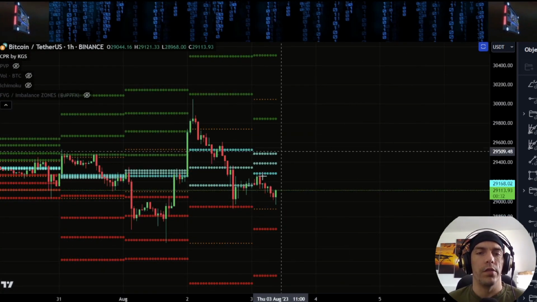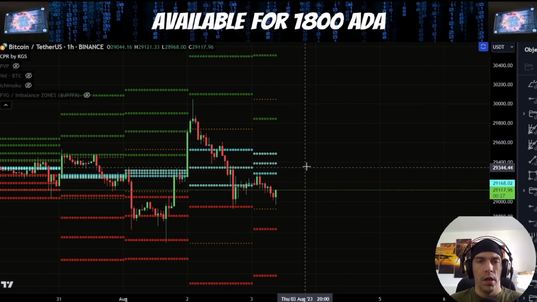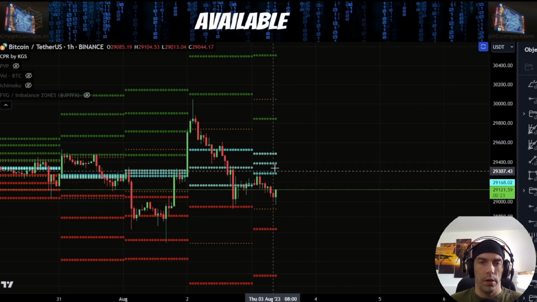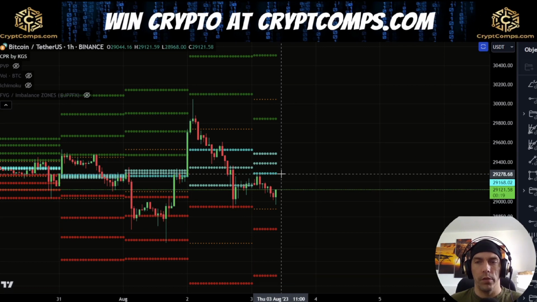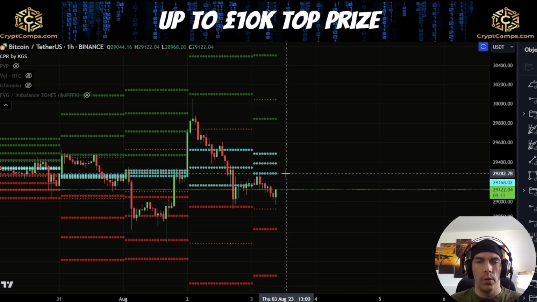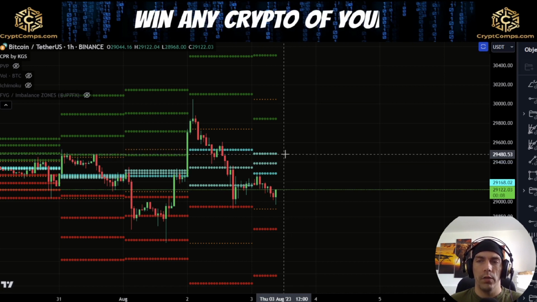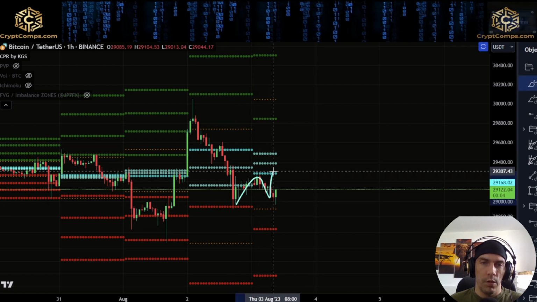Having a look at the daily CPR lines here, what we can see is that we're currently underneath our central lines. So these are fairly unchanged from yesterday, and what I'm looking for here is that if we do see price move back to the upside here, potentially we could look to find resistance at this 29,282, this 29,377, and this 29,480.